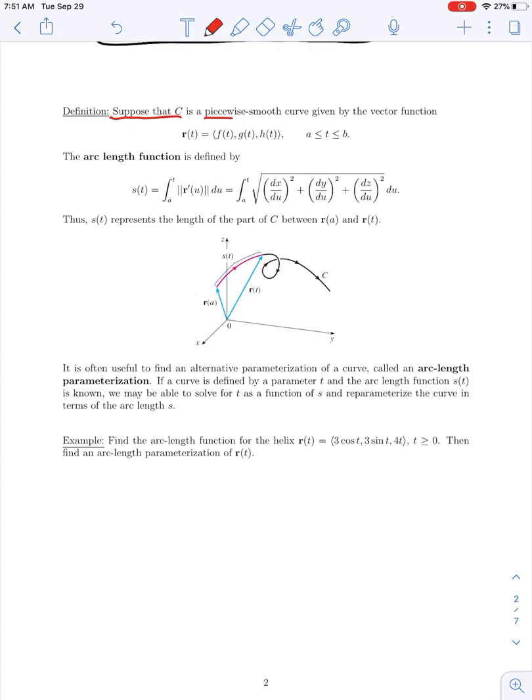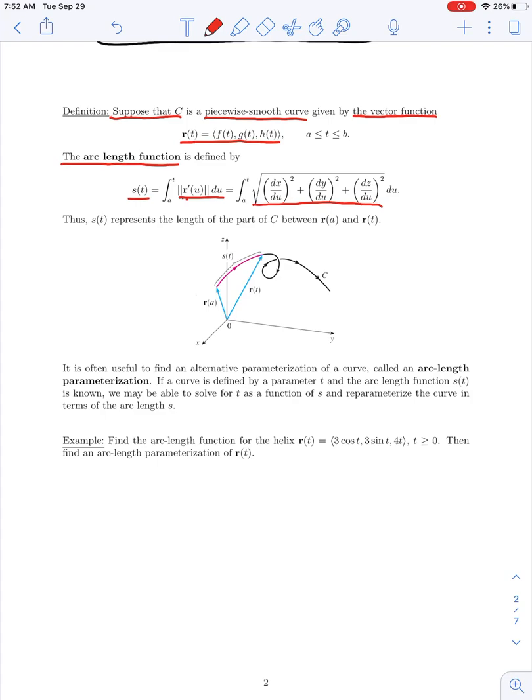Supposing that C is a piecewise smooth space curve defined by the vector function r of t, whose components are given as f, g, and h, where t is within some interval from a to b. We define what is called the arc length function as the function s of t, which would be defined as the integral from a to t of the magnitude of the tangent vector r prime of u with respect to u. Or again, that would be the same as the integral from a to t of the square root of the sum of these derivatives of our component functions squared.